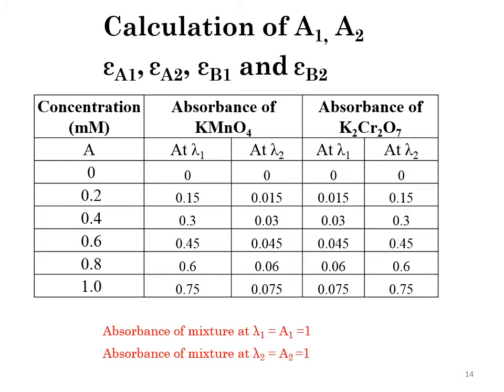So once the solutions are prepared, the absorbance of the KMnO4 will be calculated at lambda 1 and lambda 2 for each concentration. Similarly, the absorbance of the aqueous solutions of K2Cr2O7 with each different concentration will be calculated at lambda 1 and lambda 2. These values of the absorbance will be placed in a table as shown in this table.